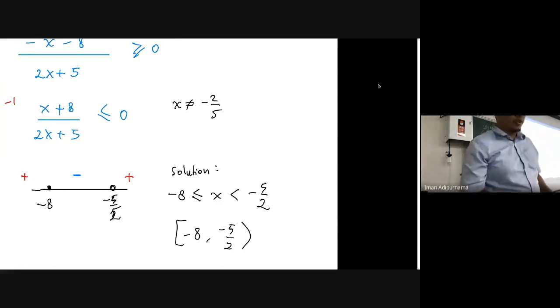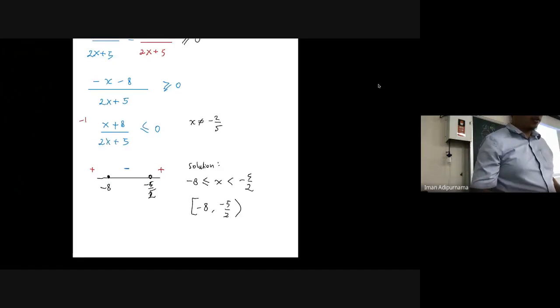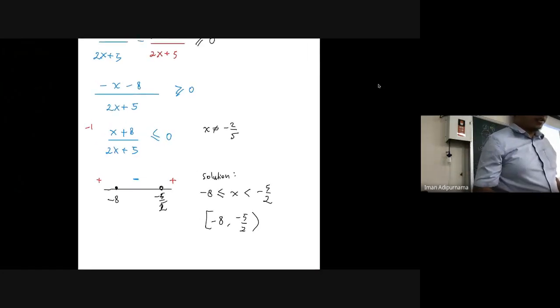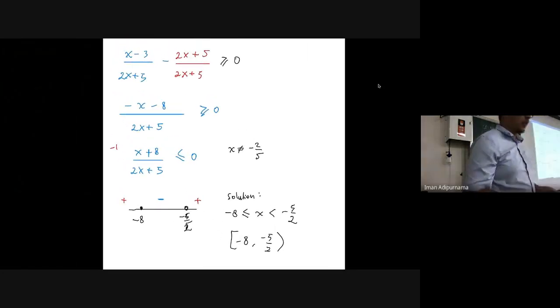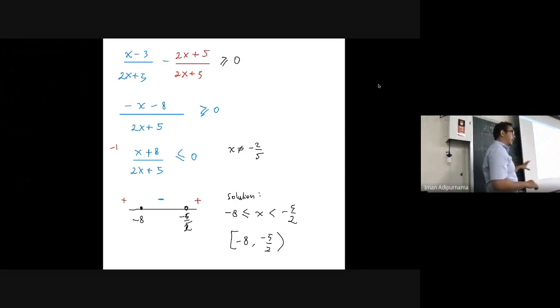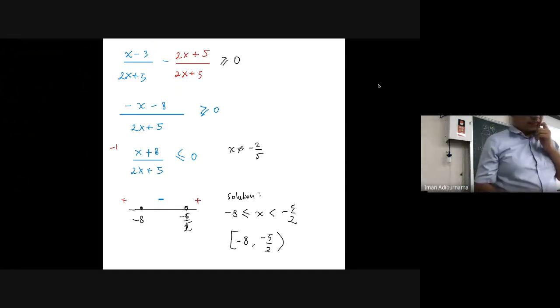So this type of question is a combination. First, it's the rational function. Inside the rational function, you need to consider the bottom one, the domain. And you also combine it with the inequality. That's the first question.